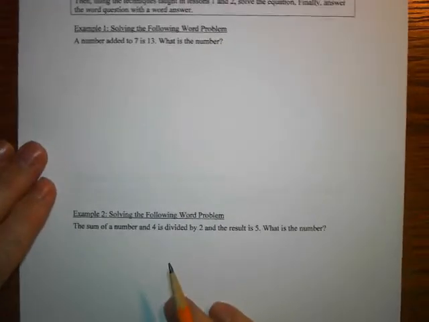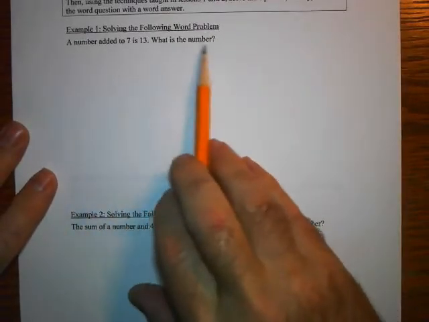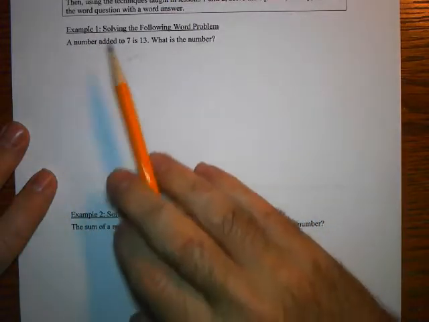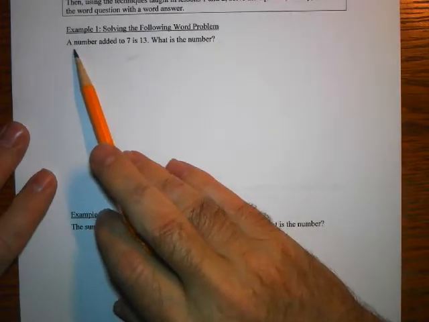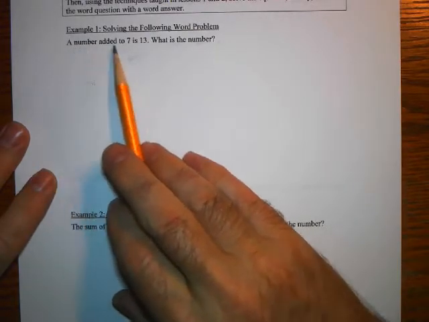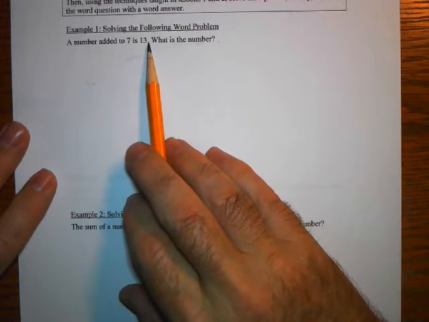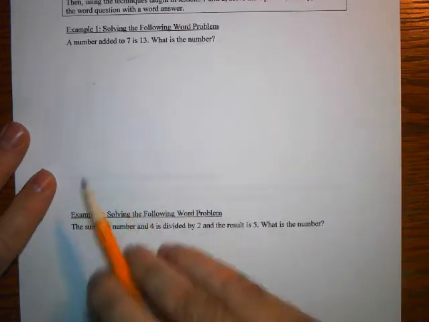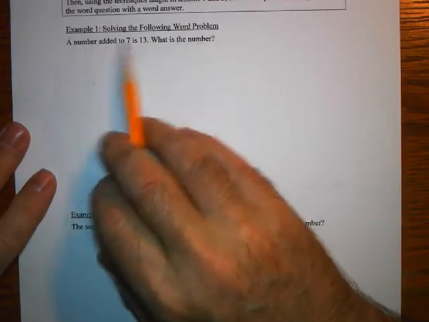First question here, example 1. Very, very short, but again, you don't see an equation here like you did in the last 2 lessons. I'll read it through and then we'll go through the translation process. A number added to 7 is 13. What is the number?